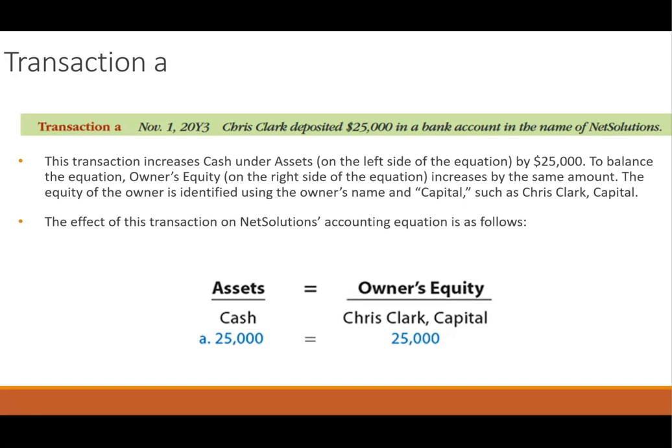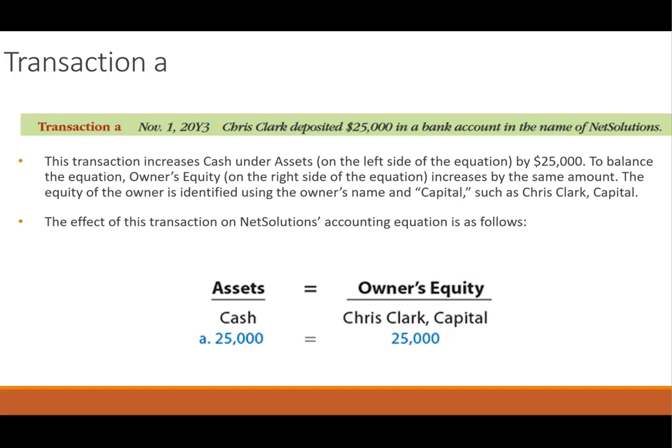Here, on November 1st, 2023, Chris Clark deposited $25,000 in a bank account in the name of Net Solutions. If you think about this, a lot of times I like to go, okay, what happened? So cash went up. This transaction increases cash. Cash is an asset because it's a resource on what we call the left side of the equation. Remember that accounting equation, assets equal liabilities plus stockholders' equity. Assets is on the left side. It's always going to equal.